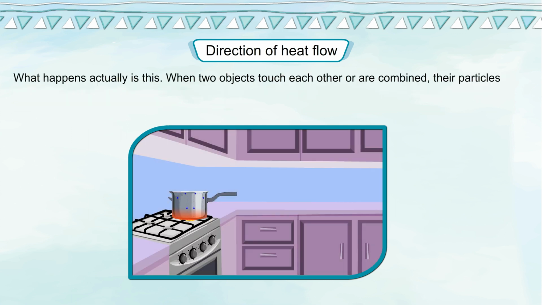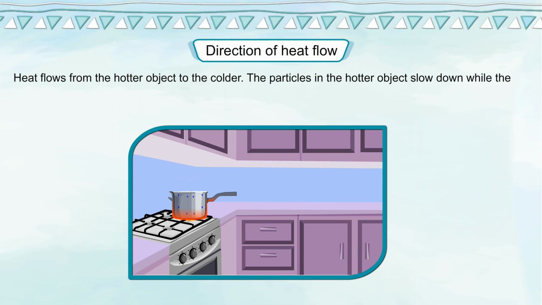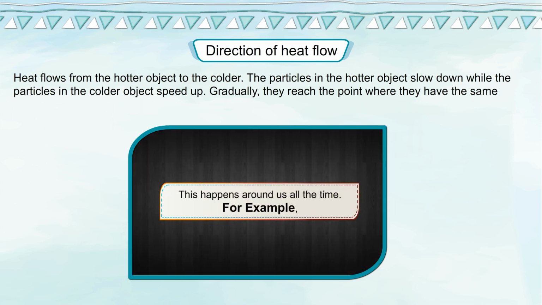What happens actually is this: when two objects touch each other or are combined, their particles transfer heat energy. They try to come to a point where they both have the same temperature. Heat flows from the hotter object to the colder. The particles in the hotter object slow down, while the particles in the colder object speed up. Gradually, they reach the point where they have the same temperature.